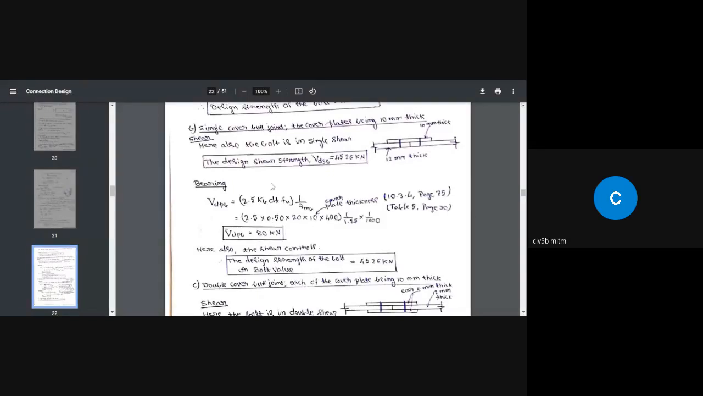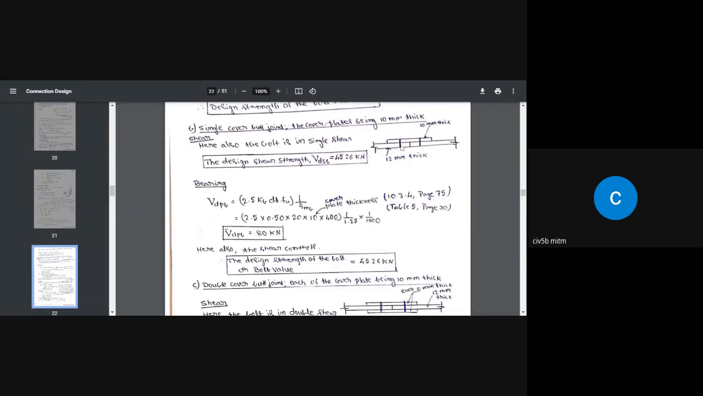When it comes to bearing, when you pull these two plates, you are going to transfer the force through this cover plate. So it is as good as when you pull this plate by a force P, and this cover plate is also going to be subjected to the same force P. It is like a lap joint of two plates of two different thicknesses.